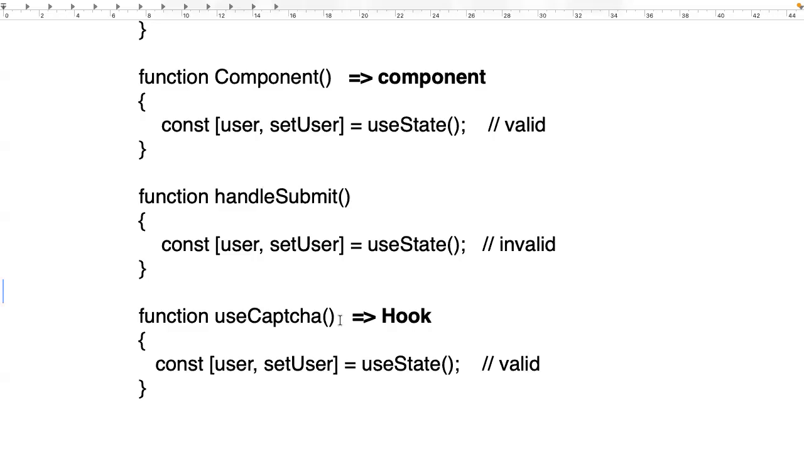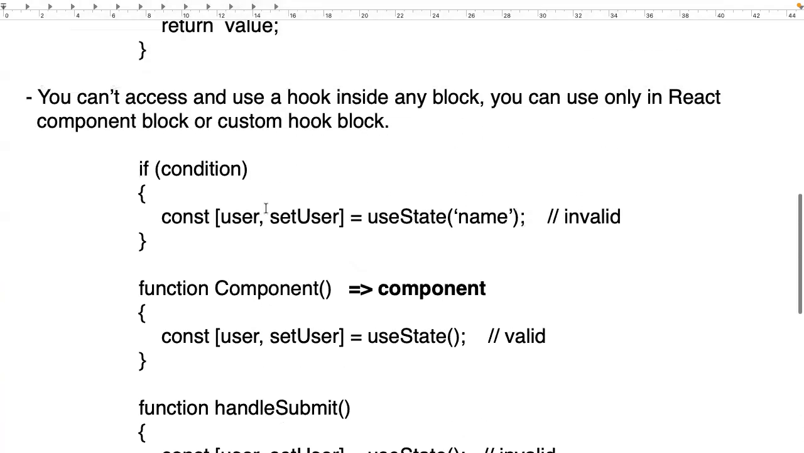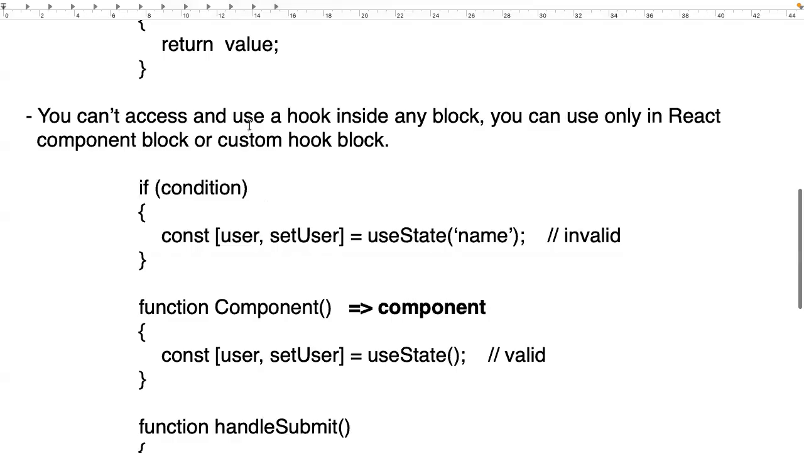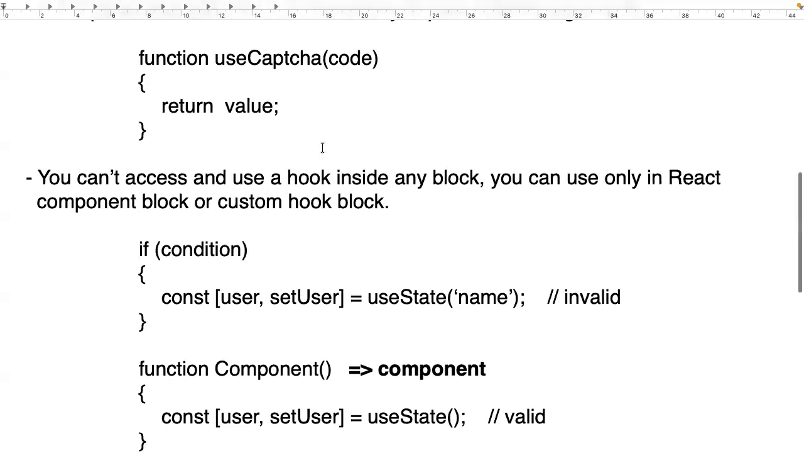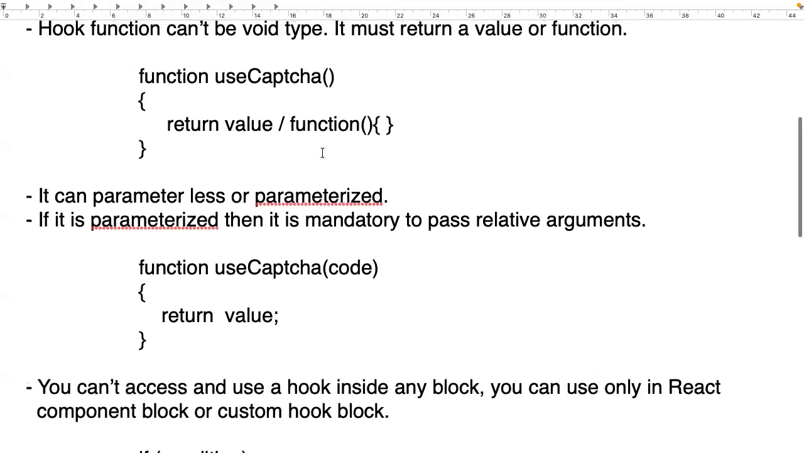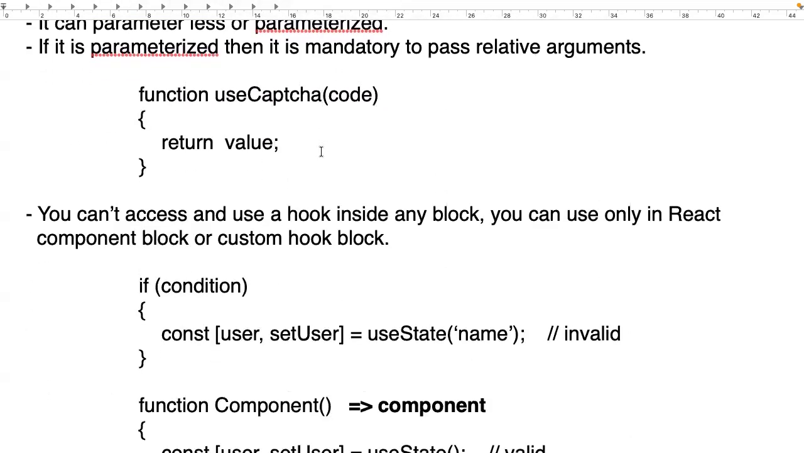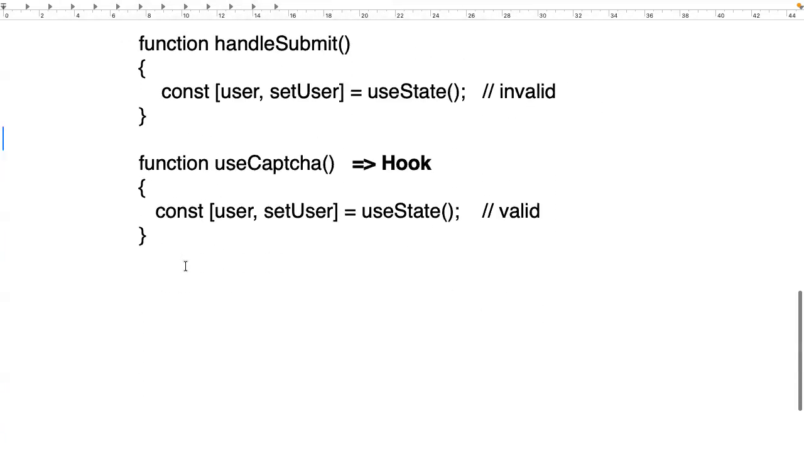So in any nested blocks, in any if condition, while loop, for loop, map, anywhere you are trying to call the hook, it will not work. So make sure it is at the top level only. So you can't access and use a hook inside any blocks. And the key point is, if it is parameterized, then you must pass the parameters. Otherwise you can leave it.